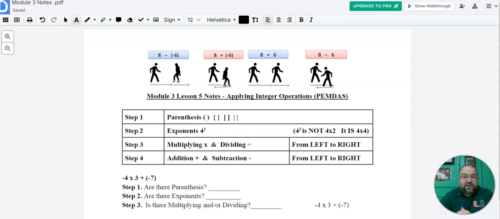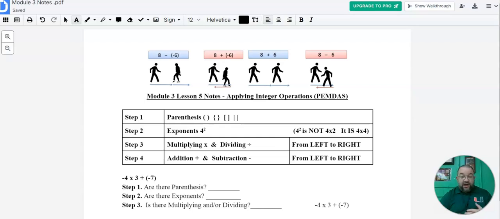And we are now going to be taking on computing with integers. So, taking on a little bit more complex math ideas or computations, if you will. And we're going to look at specifically applying integer order of operations. And this should set you up for the next part of the lessons, if you will.